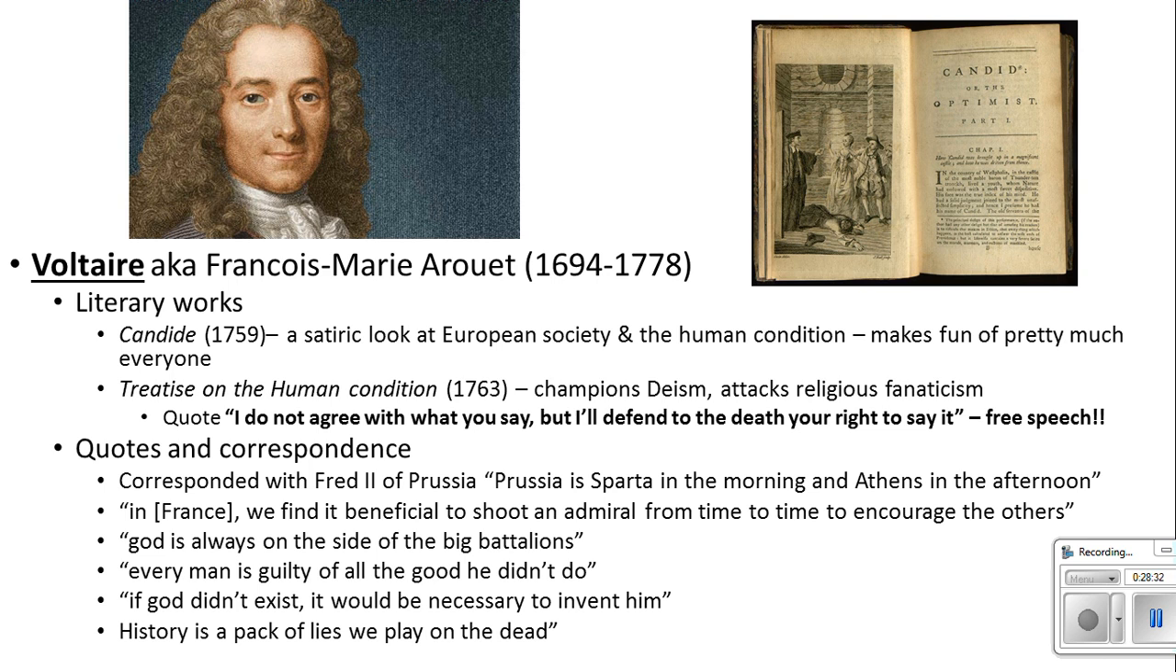He also argues that every man is guilty of all the good he didn't do. So even though he is somewhat a-religious, he is certainly not amoral. And he also argued if God didn't exist, it would be necessary to invent him. And then finally, one of my favorites as a historian, history is a pack of lies we play on the dead. All right, so Voltaire, really, really interesting guy, very sharp-witted.